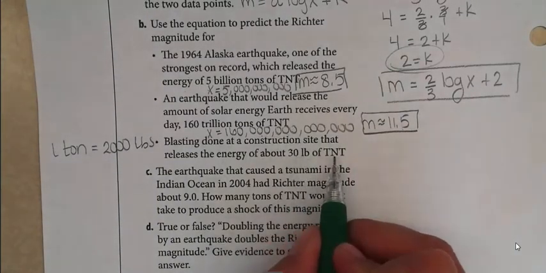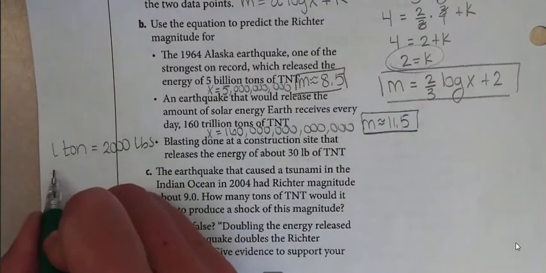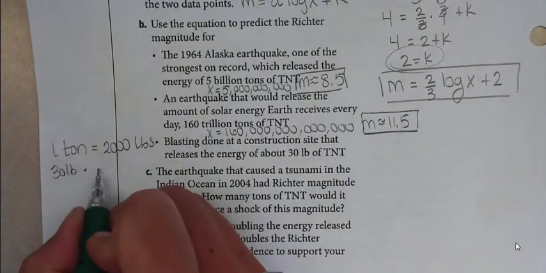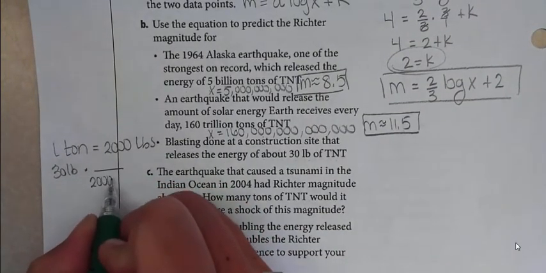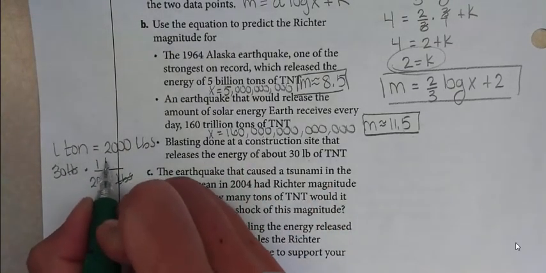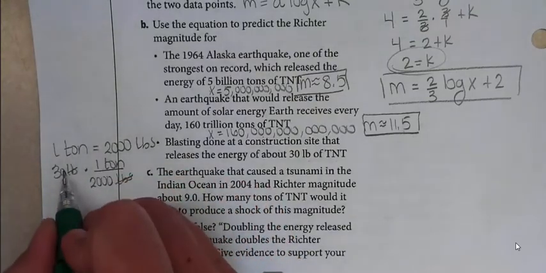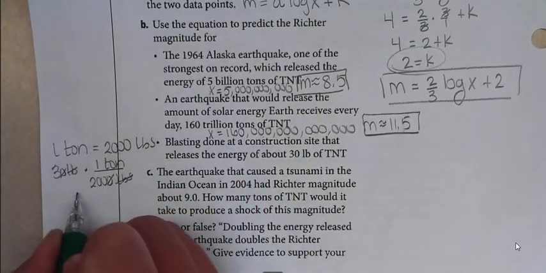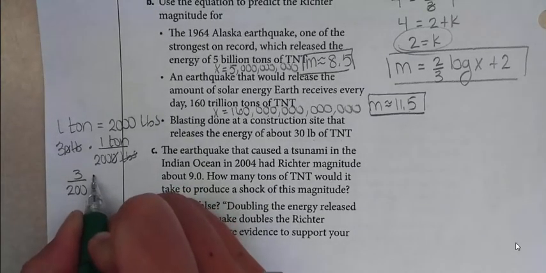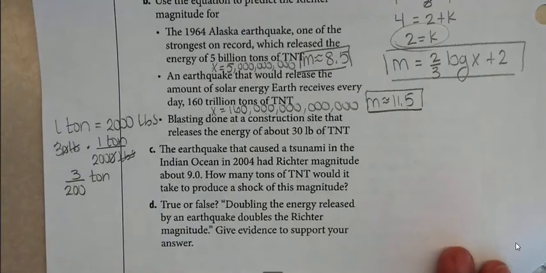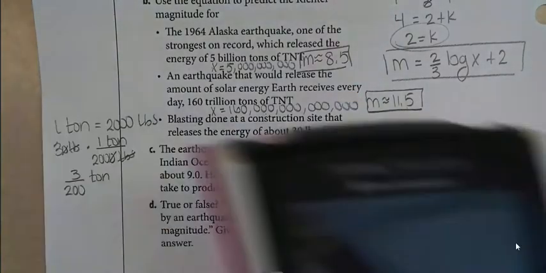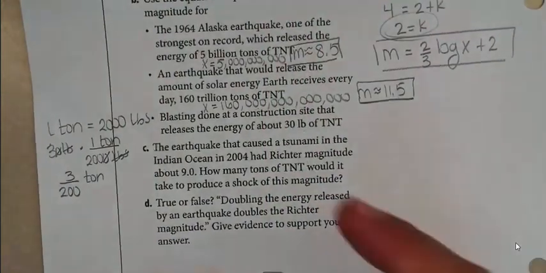So let's see, I've got 30 pounds of TNT. So 30 pounds, I'm going to have to do a little bit of unit analysis here. So I'm going to multiply by 1 ton per 2,000 pounds, with pounds in the denominator so that the pounds reduce. All right, I'm also going to divide by 10. So I basically get 3 over 200 tons. So 3/200ths of a ton. Okay, so putting that into my calculator. So let's see here. Let me actually write that.